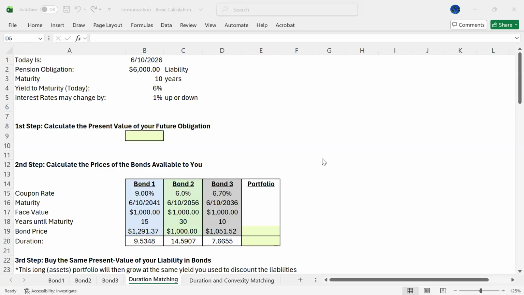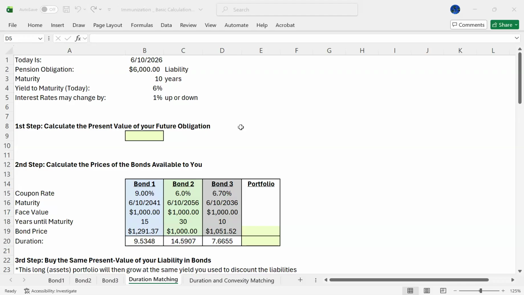Now, in this case, we're covering a very simple case where we have a lump sum, a single liability 10 years from now, and yields may change. So we want to invest, we want to form a portfolio such that we are immunized against changes in the interest rates.